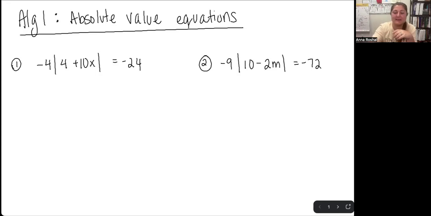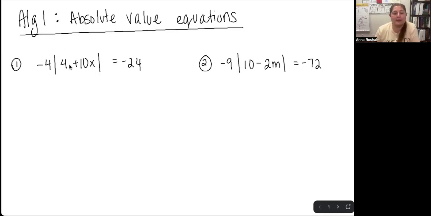My name is Anna Rochelle, and today we are going to talk about absolute value equations. This is a topic in Algebra 1. It does show up again in Algebra 2 and further topics, but a little bit different. So this is Algebra 1 absolute value equations. Let's get right to it.